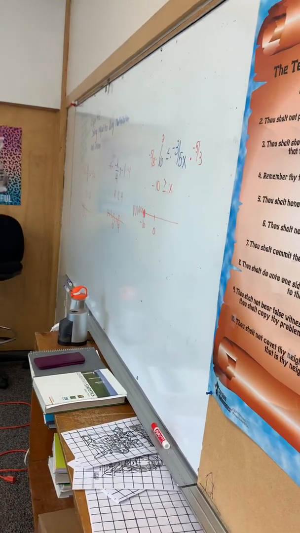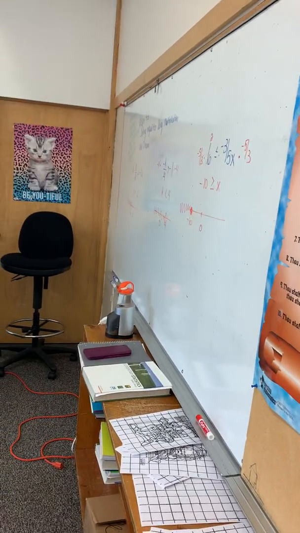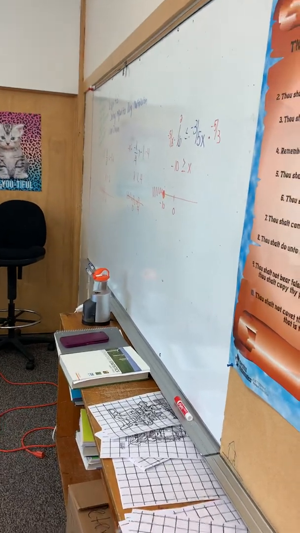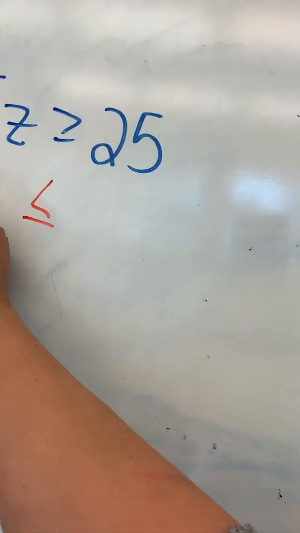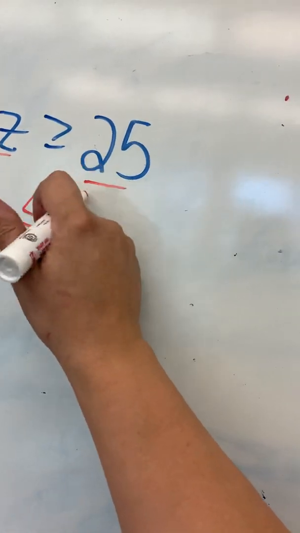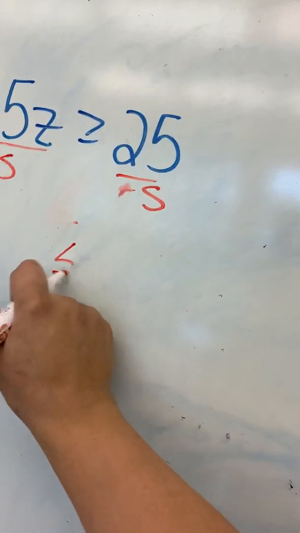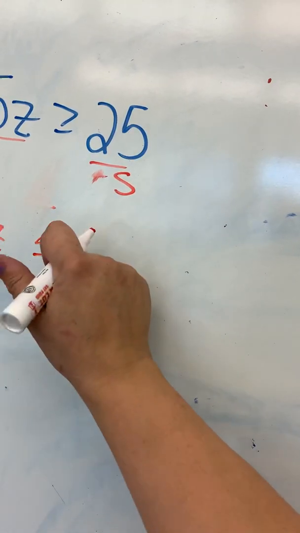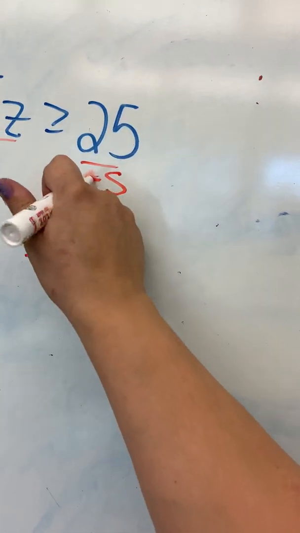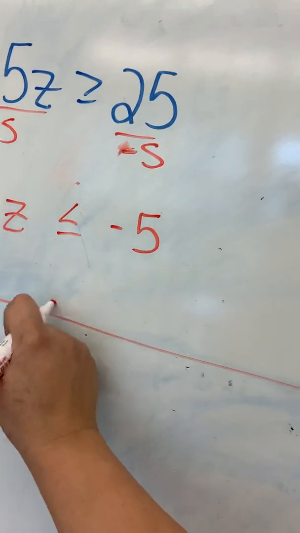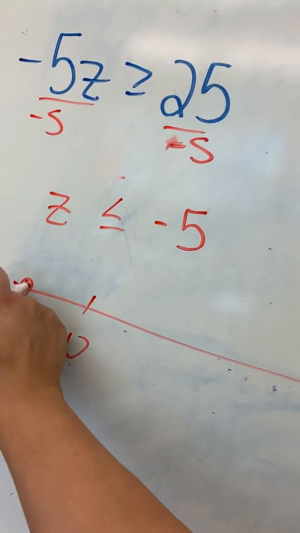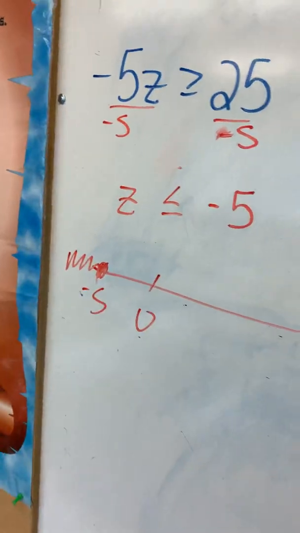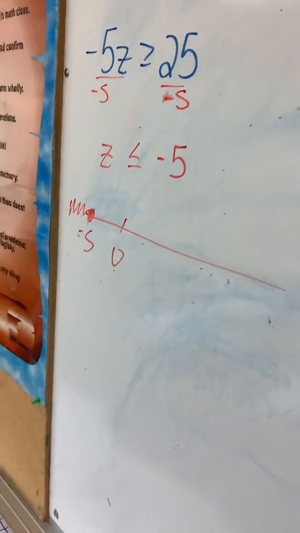If I'm multiplying by negative 5, what do I need to do to solve it? What's the opposite of multiplication? Divide. Division, so we're going to divide by negative 5. So z is less than or equal to negative 5. And we got our 0, negative 5, solid, shaded that way. And that's what you're doing today.